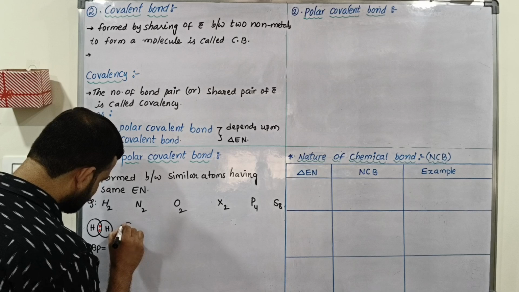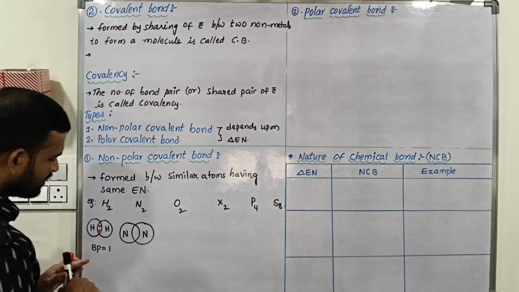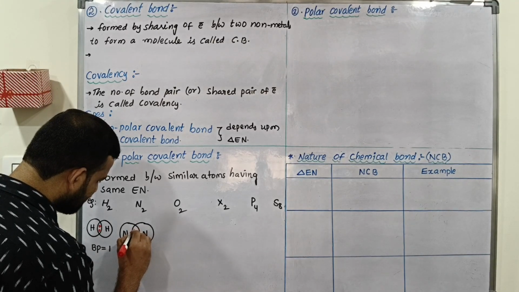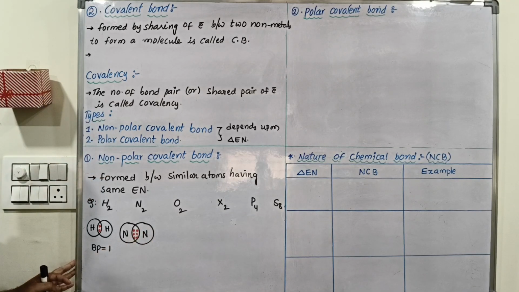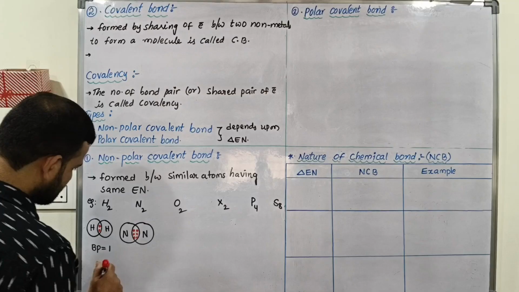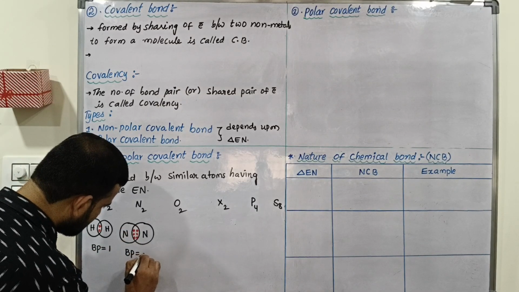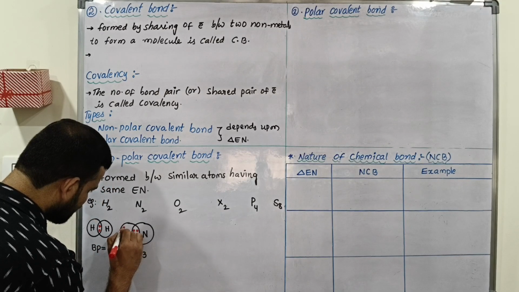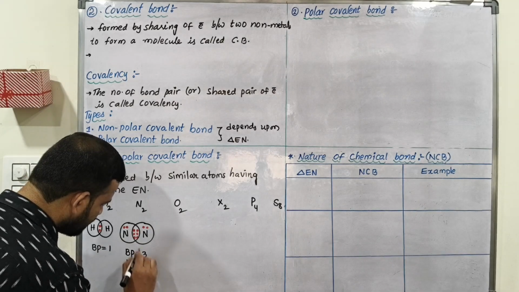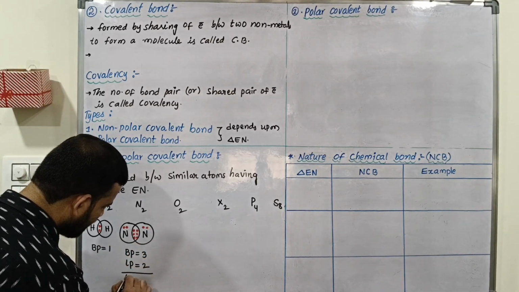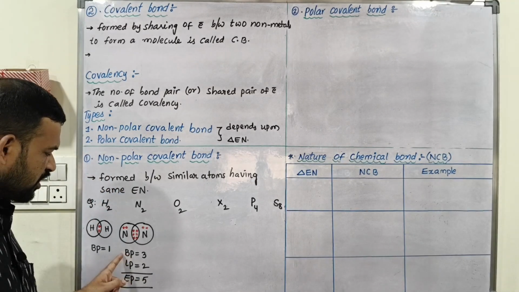Okay, next N2. Each nitrogen contains 3 unpaired electrons, so each nitrogen contributes 3 electrons. Two nitrogens are there, so totally 6 electrons are placed in between these two nitrogen atoms. How many pairs are there? 1, 2, 3 pairs, so bond pairs are 3. At each nitrogen, one lone pair is there. LP means lone pair. So lone pairs are two. Totally, how many electron pairs? 5. Electron pairs is equal to the sum of the bond pairs and lone pairs.